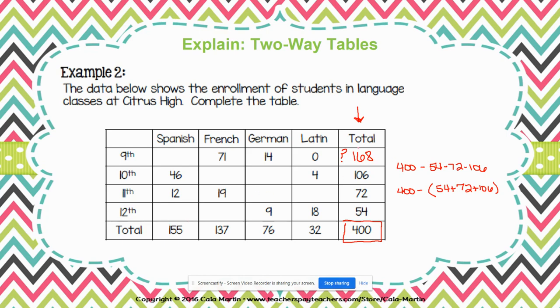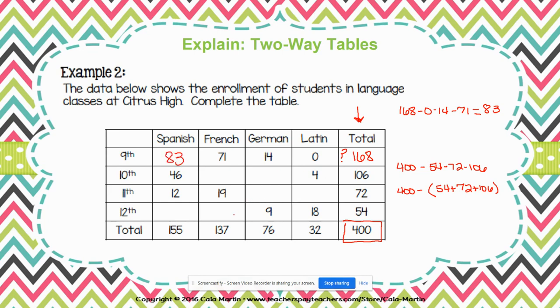Now, if I know the total is 168 here, if I look at this row, I can figure out how many ninth grade students take Spanish. I know that there are 168 total students. So this time I'm going to take my 168, which is my total, and subtract 0, 14, and 71 to figure out what I'm left with. When I do that, I get 83. So there are 83 ninth grade students who take Spanish.